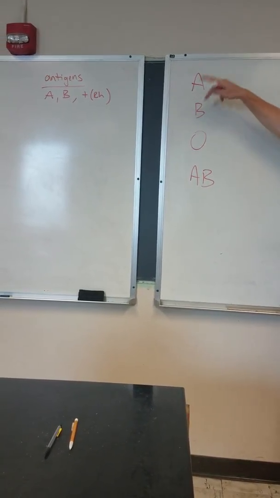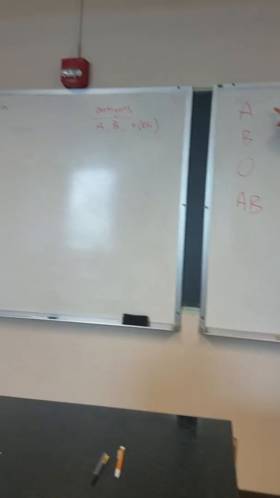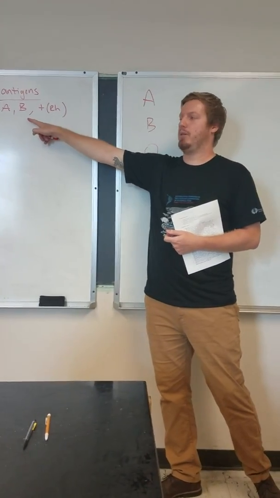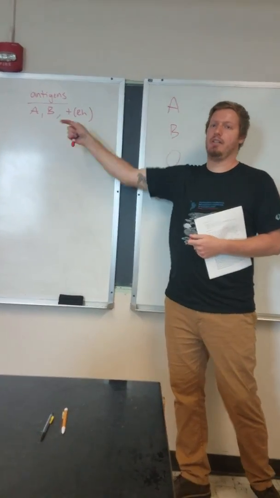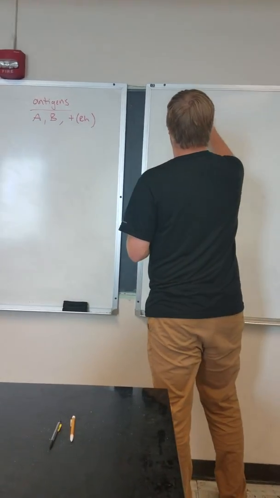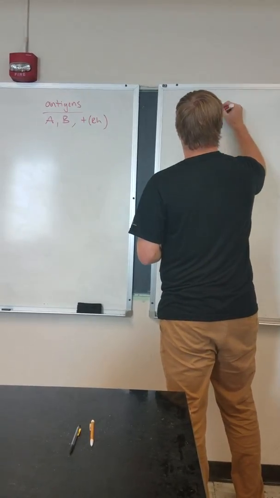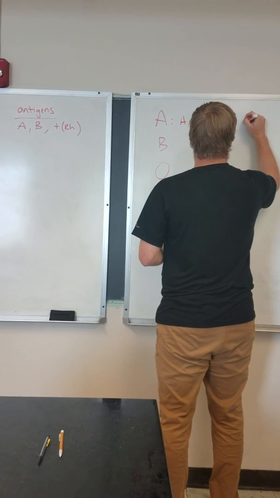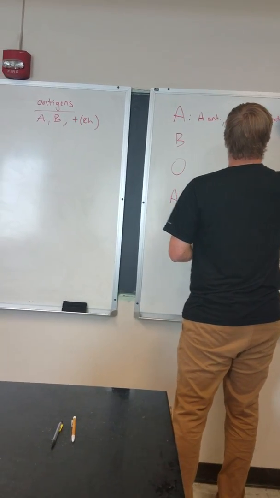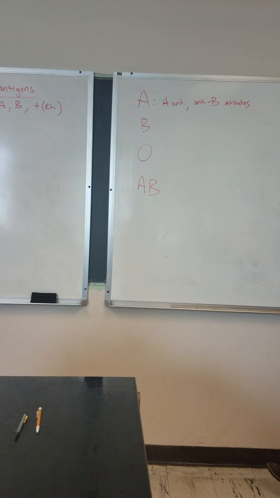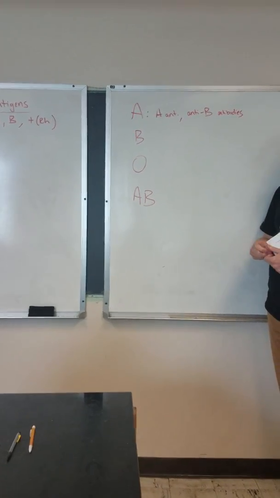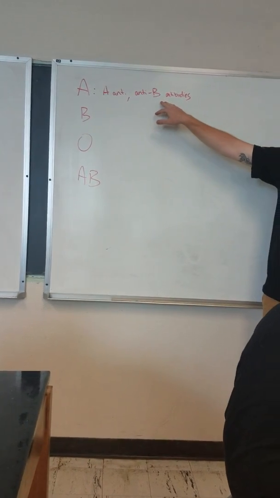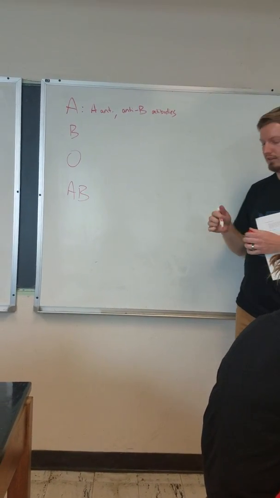It has the A antigen, all right? But if it only has the A antigen, that means it doesn't have the B, so it actually produces anti-B antibodies. So A is going to have the A antigen and it's going to have anti-B antibodies. So if you were to give someone who is type A, type B blood, you would have some reaction because it has these anti-B antibodies. Yeah, you could kill someone.